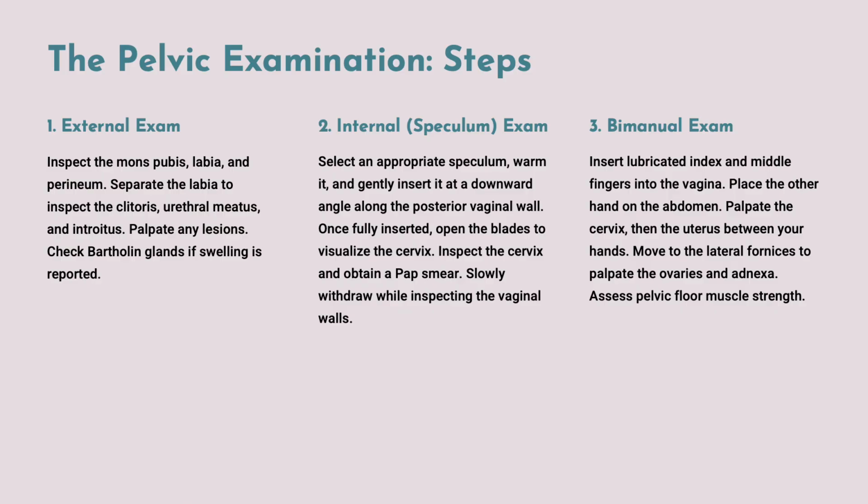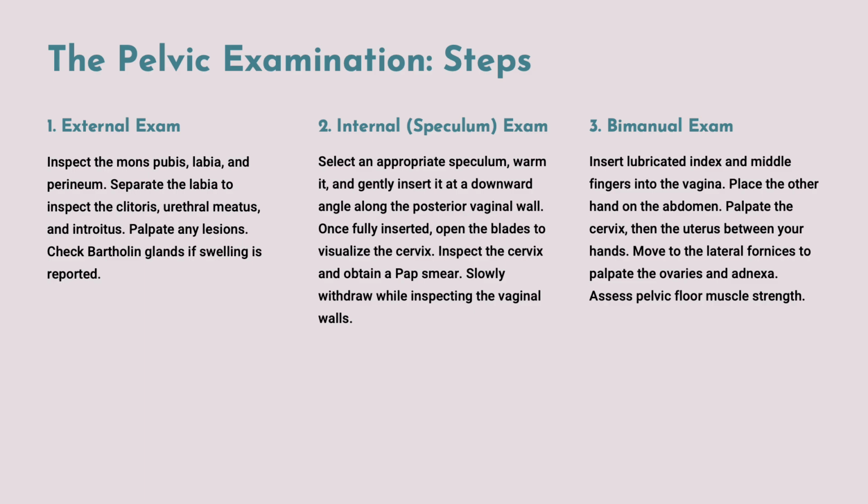In the external exam, of course, you examine the external portion of the female genital tract. You look at the vulva. You examine the mons pubis, the labia majora and minora, as well as the perineum. You need to separate the labia in order to be able to inspect the clitoris, the urethral meatus, as well as the introitus.